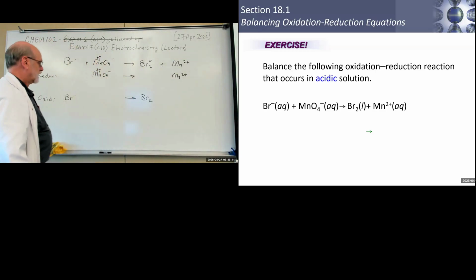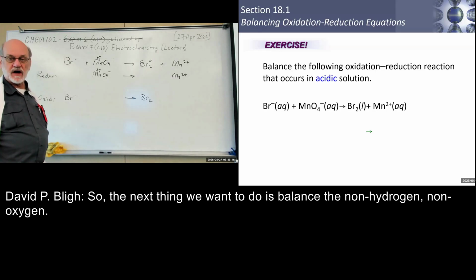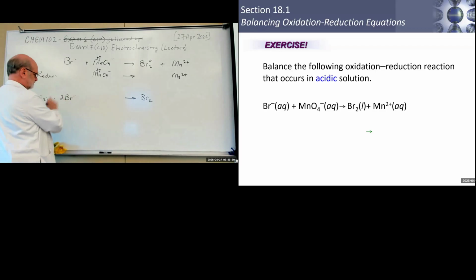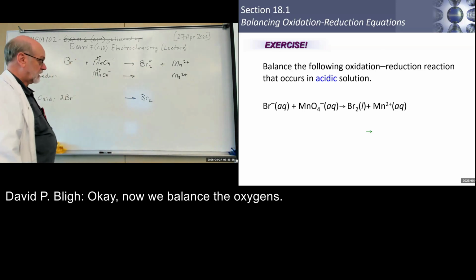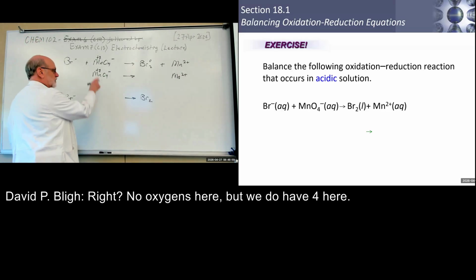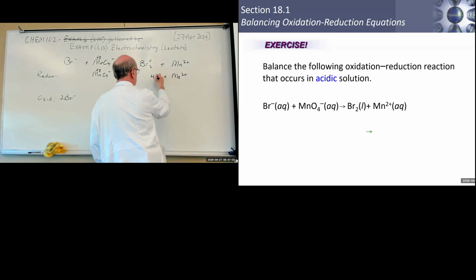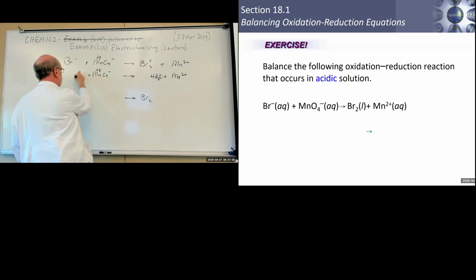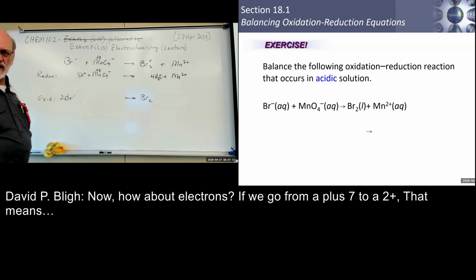All right. So the next thing we want to do is balance the non-hydrogen, non-oxygens. We need 2 bromines. We got 1 manganese. That's good. Now we balance the oxygens. No oxygens here, but we do have 4 here. So we have to add 4 waters. That means 8 hydrogens on this side.